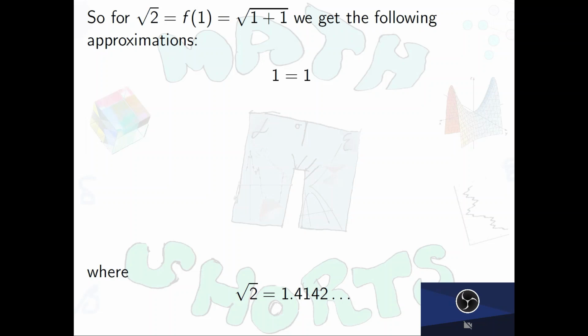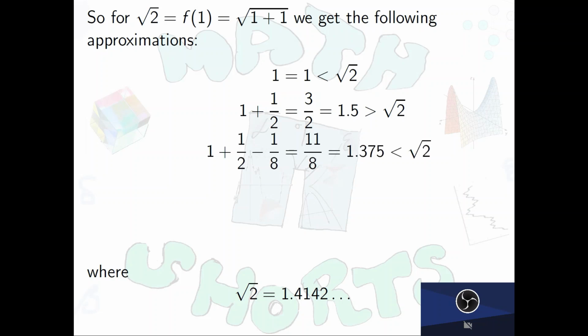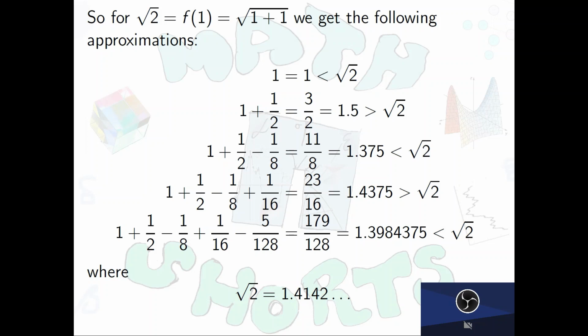So the first term is just 1, which is less than the square root of 2. If I add the next term, it's 1/2, which gives us 1.5, which is a little bit bigger than the square root of 2. The next term is going to be minus 1/8, which gives us 11/8, which is 1.375, which is a little bit less than the square root of 2. The next term is plus a 16th, which gives us 1.4375, which is bigger than the square root of 2. The next term leaves us to 1.398, etc., which is a little bit less.